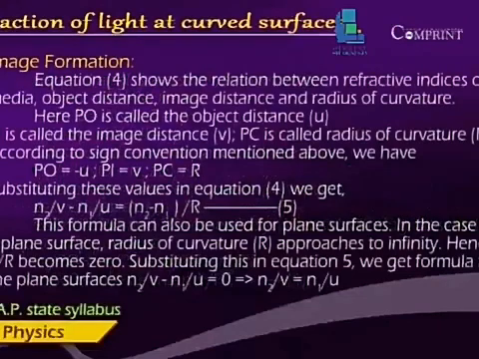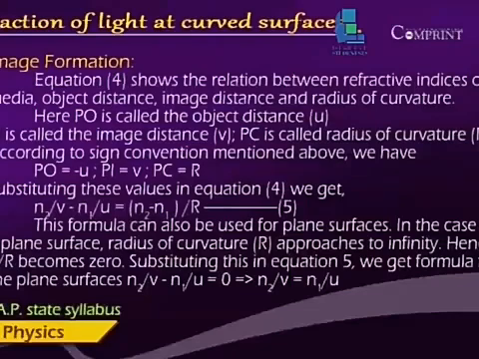Equation 4 shows the relation between refractive indices of media, object distance, image distance and radius of curvature. Here, PO is called the object distance, PI is called the image distance, PC is called radius of curvature. According to the sign convention mentioned above, we have PO is equal to minus u, PI is equal to v, PC is equal to R. Substituting these values in equation 4, we get n2 by v minus n1 by u is equal to (n2 minus n1) by R, equation 5.